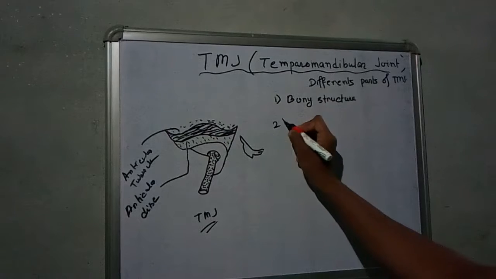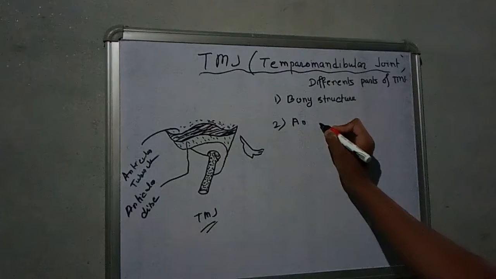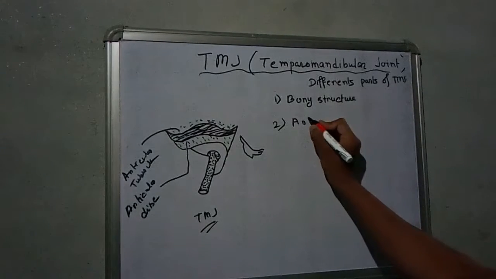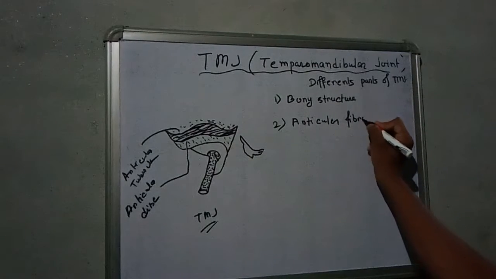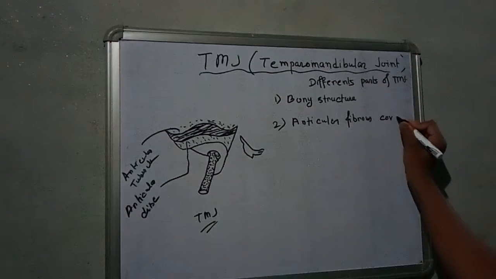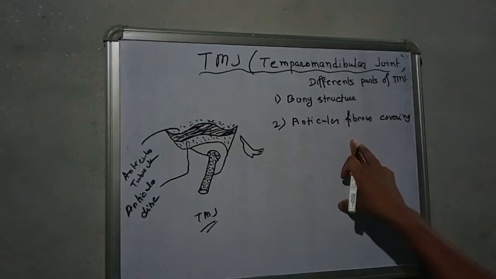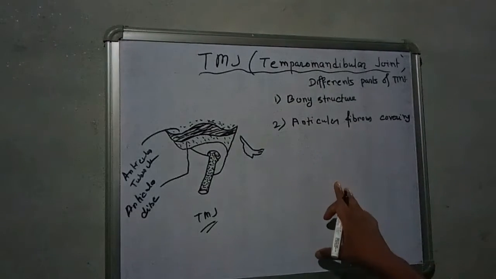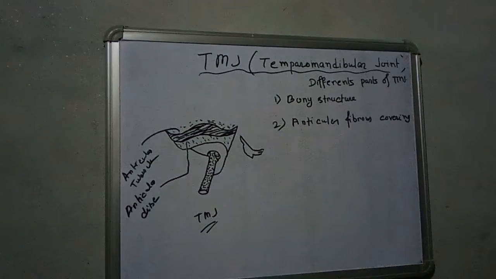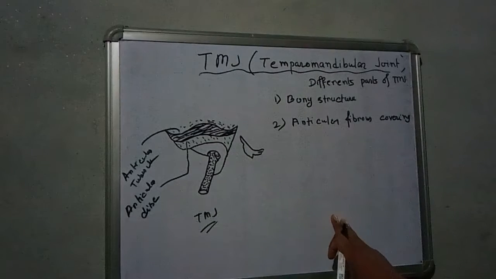And number two, that is the articular fibrous covering. The fibrous covering of the mandibular condyle is thick and consists of strong collagen fibers in the superficial layer. The fibrous layer covering the articulating surface of the temporal bone is thin in the glenoid fossa and thickens on the articular eminence.